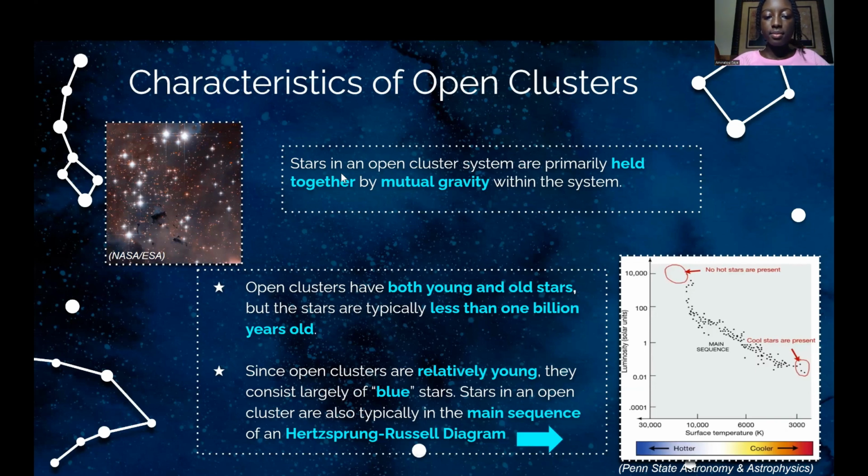Characteristics of open clusters. Stars in open clusters are primarily held together by mutual gravity within the system. As noted before, this leads to relatively weak gravity, and as a result, most stars in the system will disperse after a few 100 million years. Open clusters have both young and old stars, but because of the weak gravity, the stars typically are less than 1 billion years old. Since open clusters are relatively young compared to globular clusters, they consist largely of blue stars, which are associated with higher temperatures. Stars in the open clusters are also typically in the main sequence of a Hertzsprung-Russell diagram, which is shown here to the right.